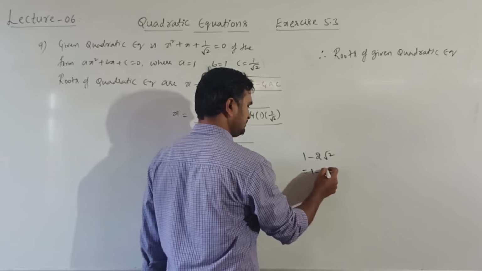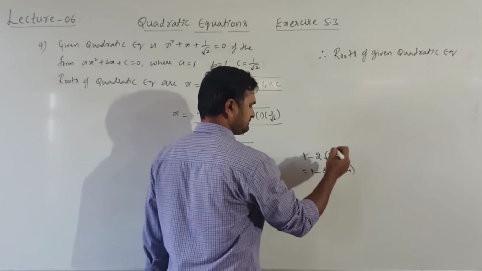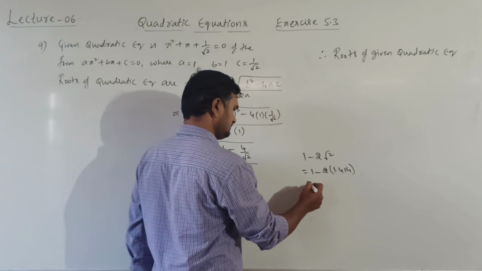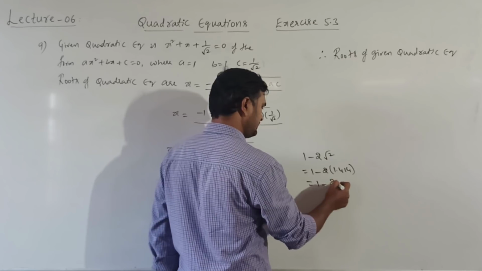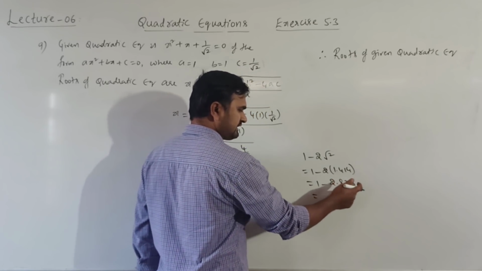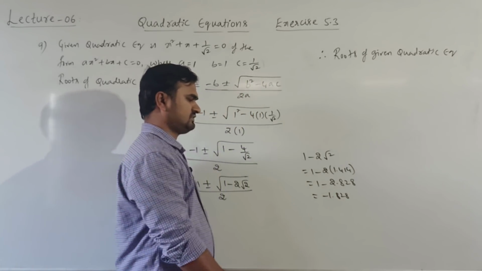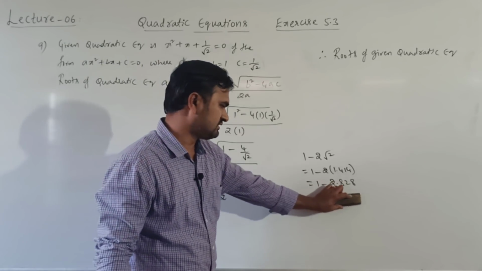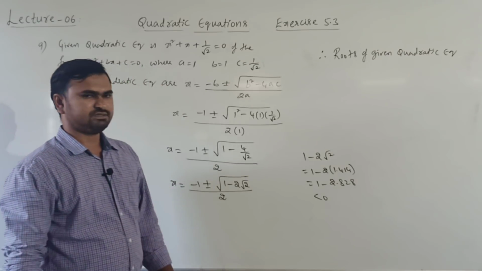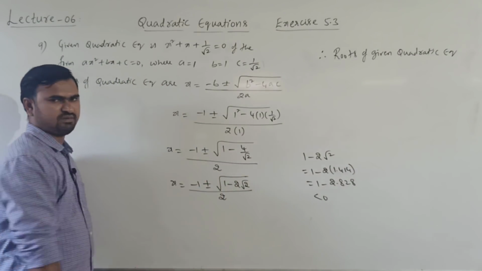1 minus 2 into, what is root 2? Approximately 1.414. Okay, root 2 is approximately 1.414. So 1 minus 2.828, we get minus 1 point something. So it is negative, whatever the value. So it is negative, which means the square root of a negative value is imaginary.